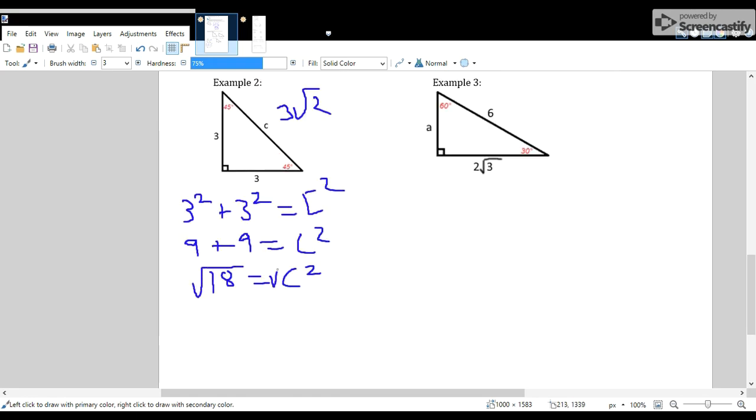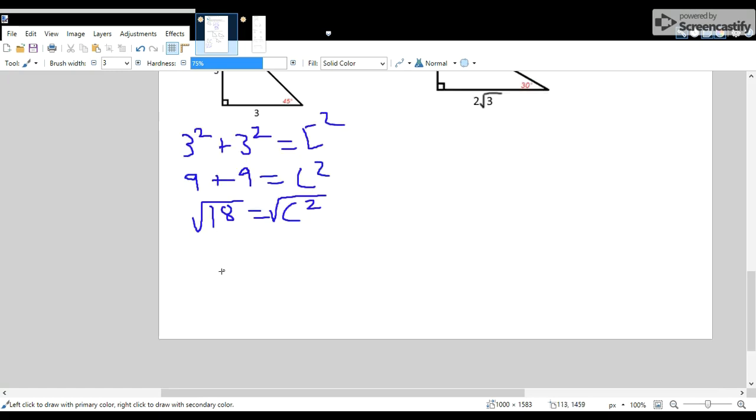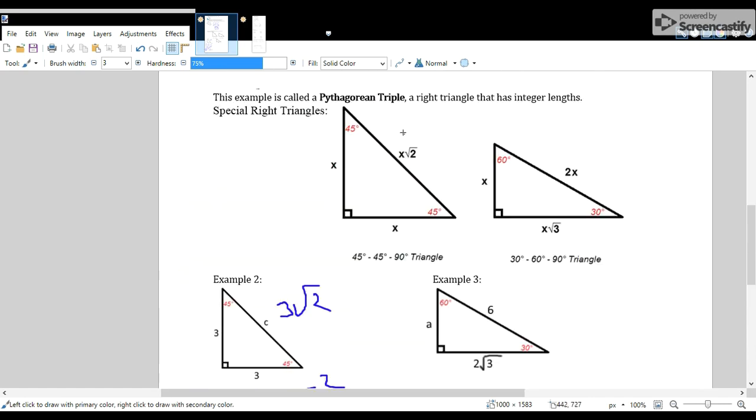Get the square root of both sides. The square root of 18 can be reduced. Recall from when we were simplifying radicals that we need to take out perfect squares. We could take out a 9. 18 divided by 9 is 2. There's no other perfect squares besides 1, so that would be our simplified radical: 3 times the square root of 2. And that's our c, which is the same thing as from our formula.